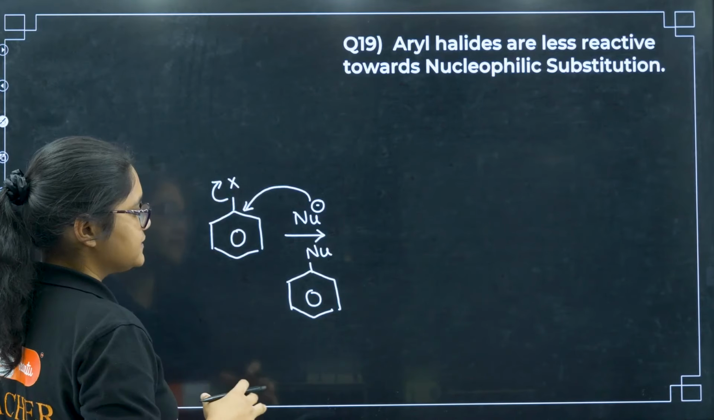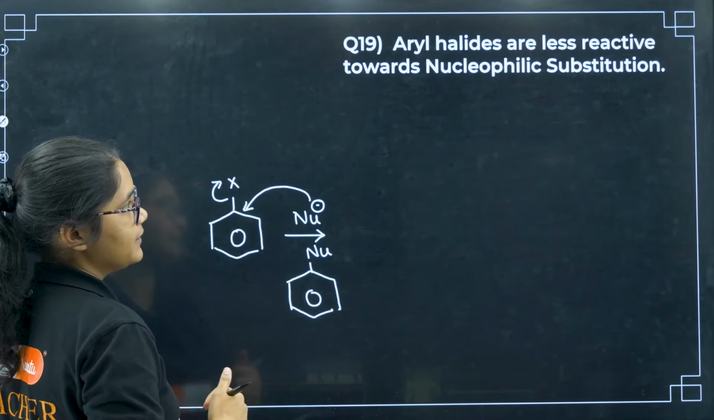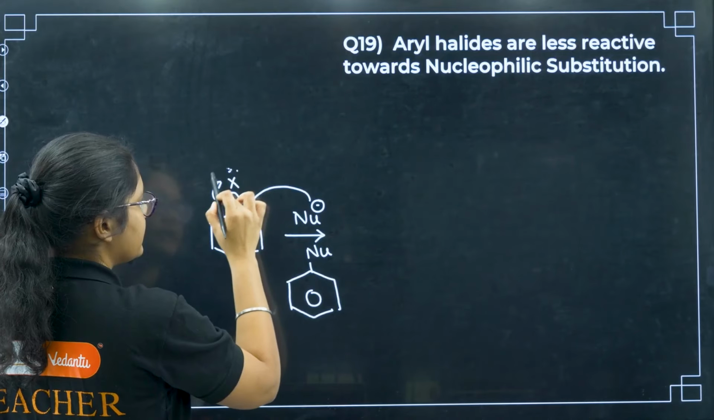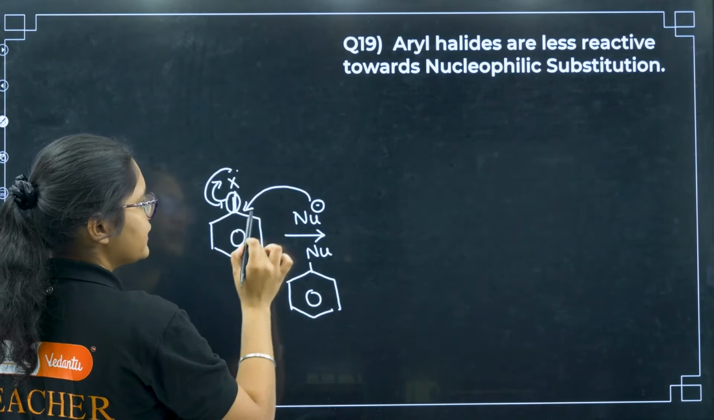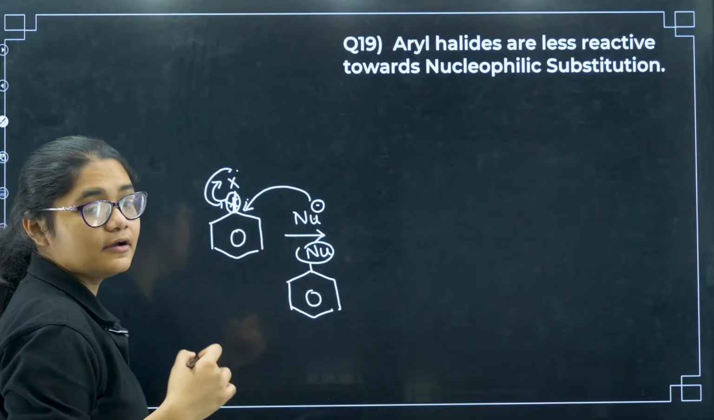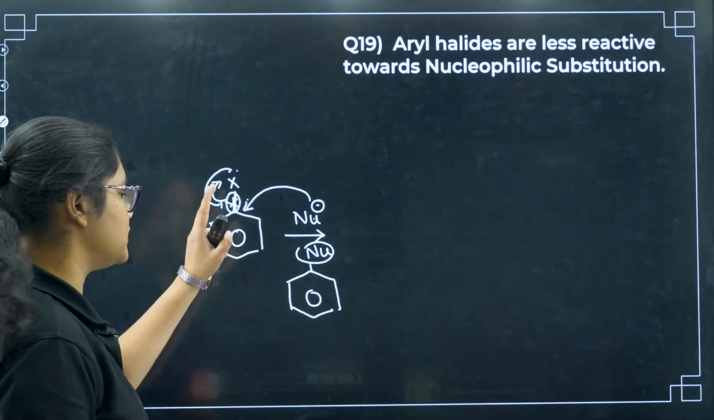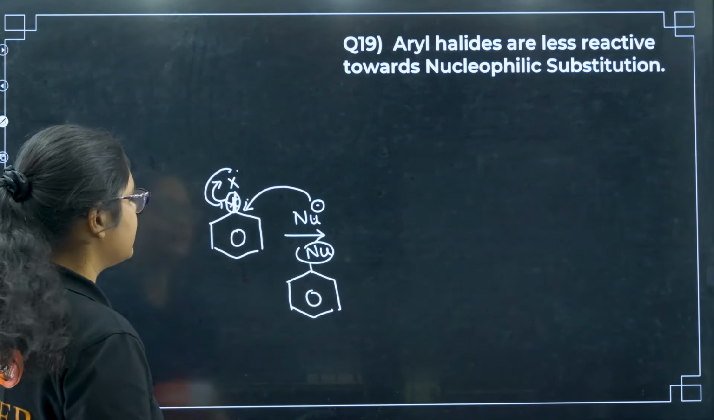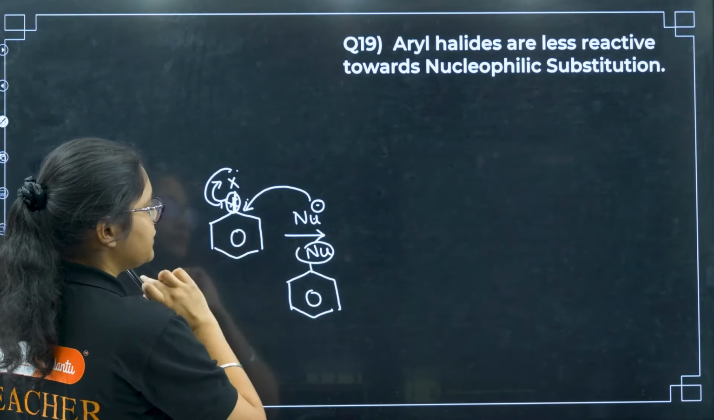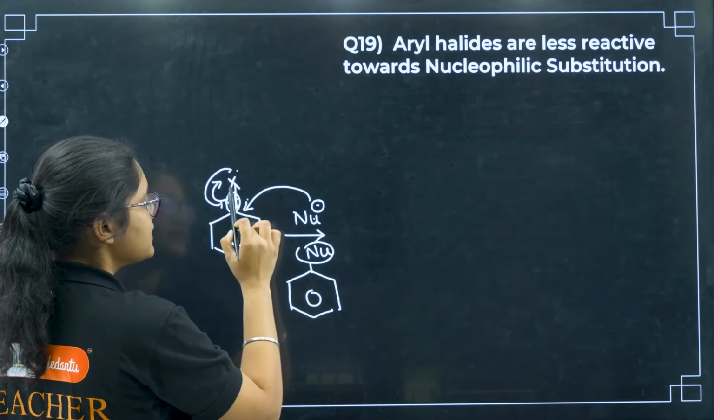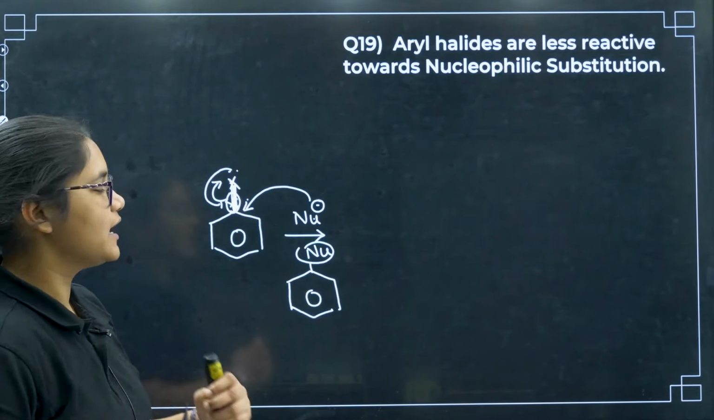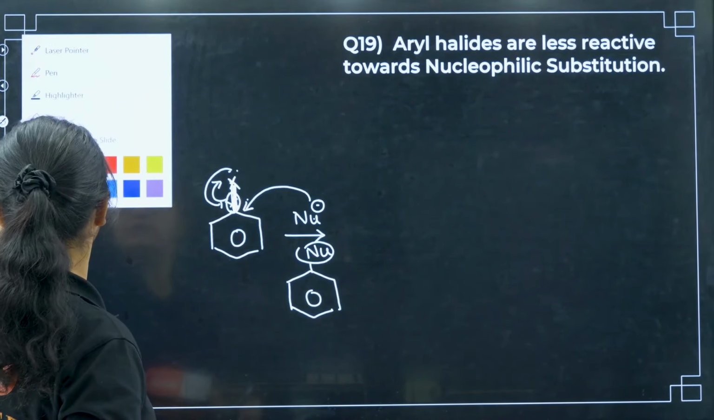Now what happens if this is the reaction that is happening? Due to the resonance, this bond is very strong. It is not easy to break this bond, and simply the nucleophile cannot come and replace this one. That's the first thing. This is a partial double bond character. The second thing here is the sp2 hybridization of this carbon. Because it is sp2 hybridized, this attraction between these two is very strong. So that is why also it is not easy to replace this one.